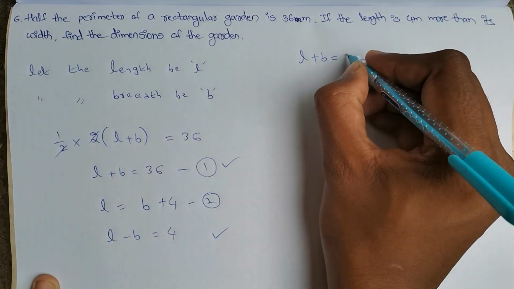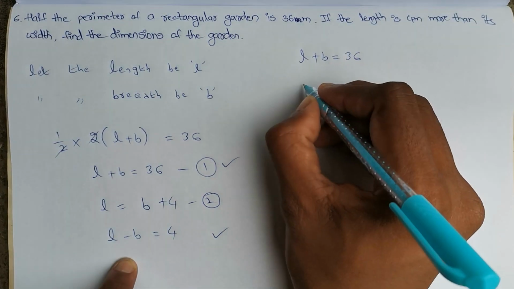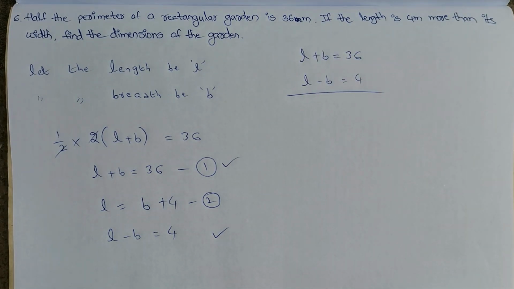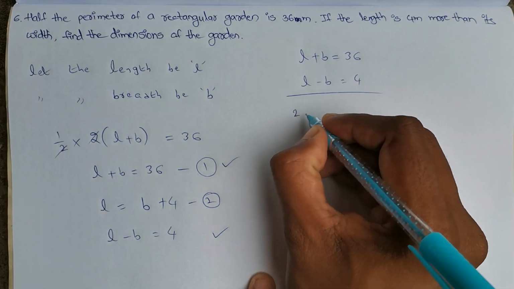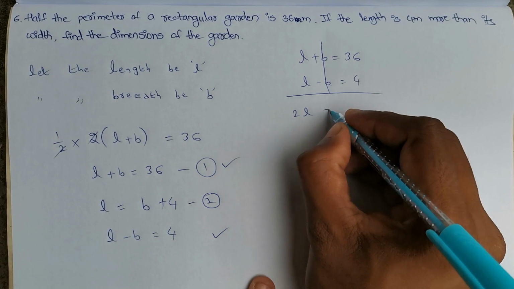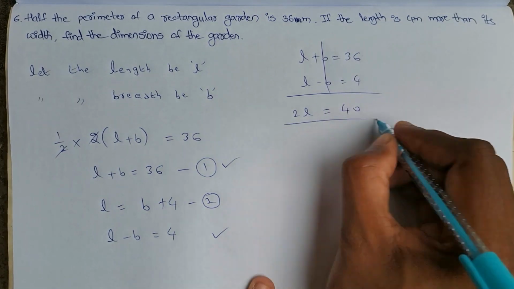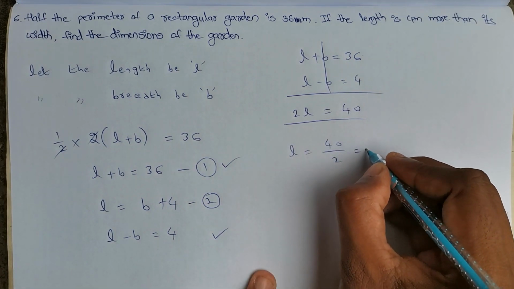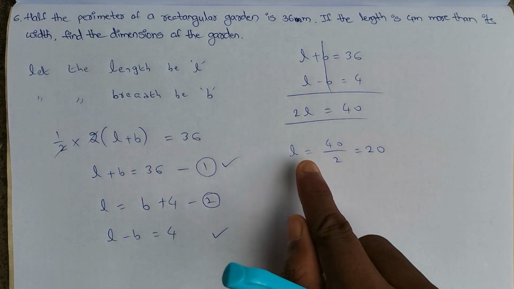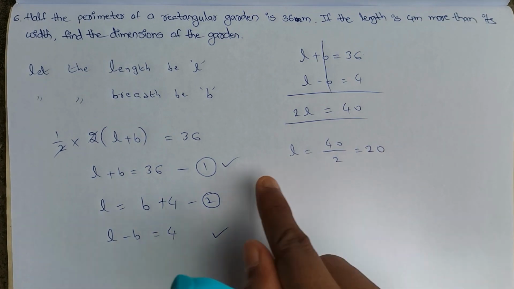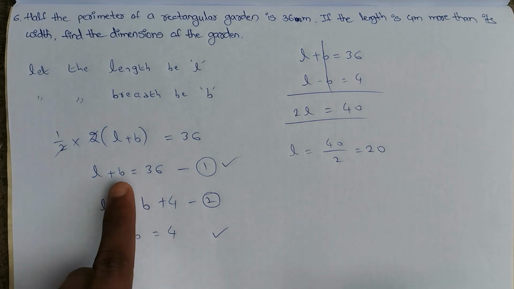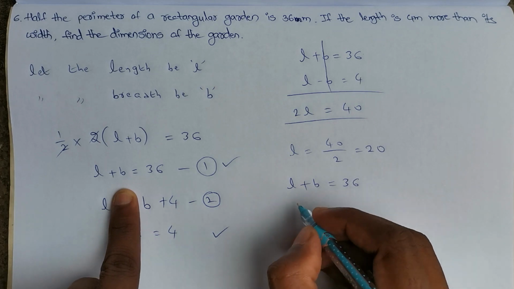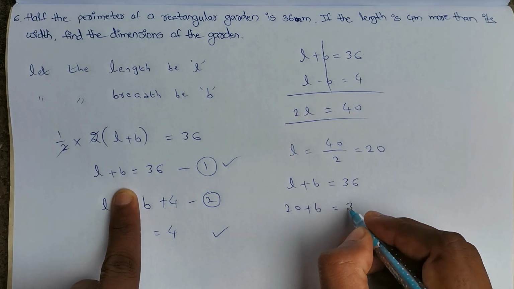L plus B is equal to 36 and here L minus B is equal to 4. 2 equations I will do addition. L plus L, 2L, plus B minus B cancel, which is equal to 36 plus 4, 40. 2L is equal to 40, then L is equal to 40 by 2, which is nothing but 20. Now L value we got as 20. Substitute this L value either in the first equation or in the second equation. I am going with the first equation. L plus B is equal to 36. L value is 20 plus B is equal to 36.